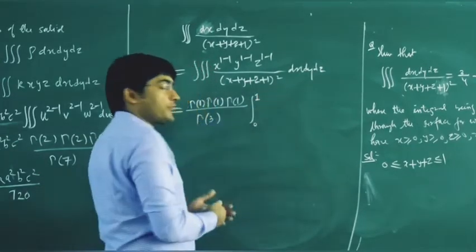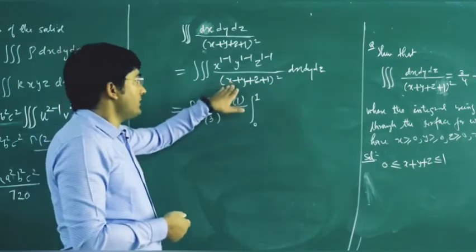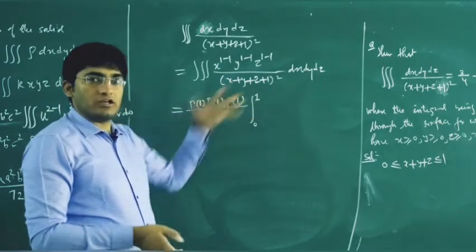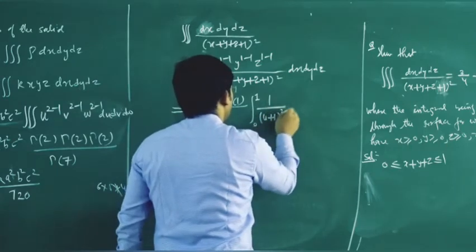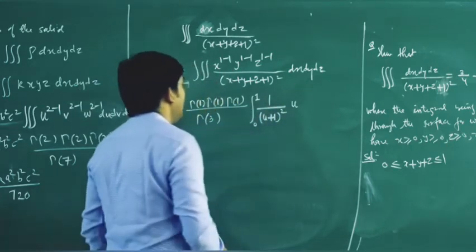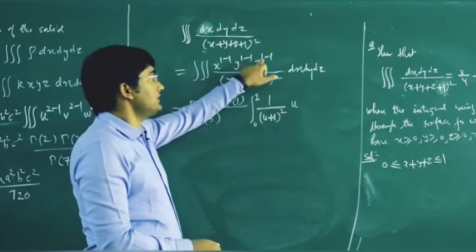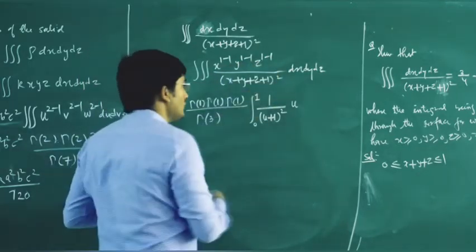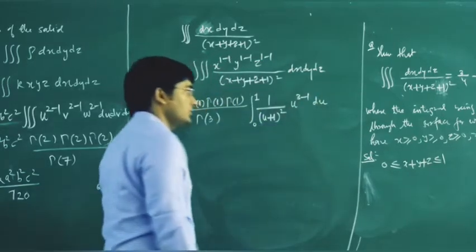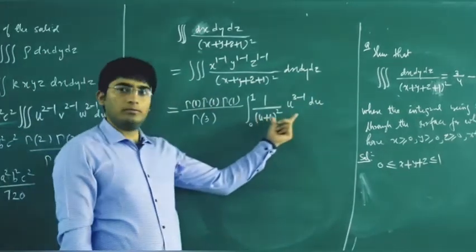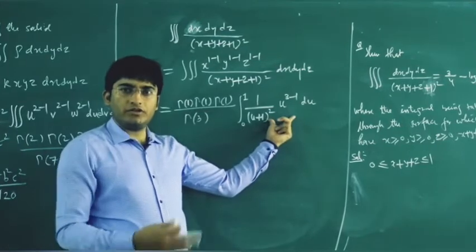Then f of u means we replace x plus y plus z by u. So we have (u plus 1) whole square, then u power l plus m plus n minus 1, so this will be 3 minus 1, into du. So we have to just solve this definite integral.